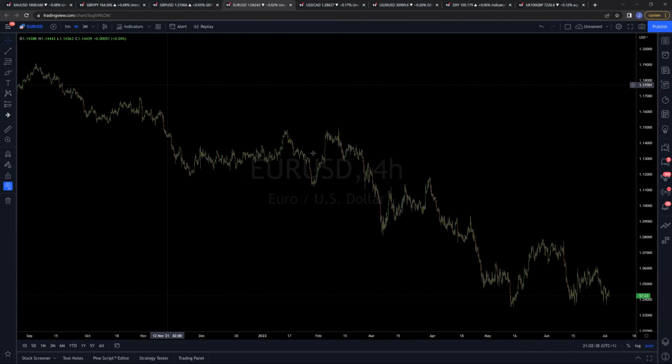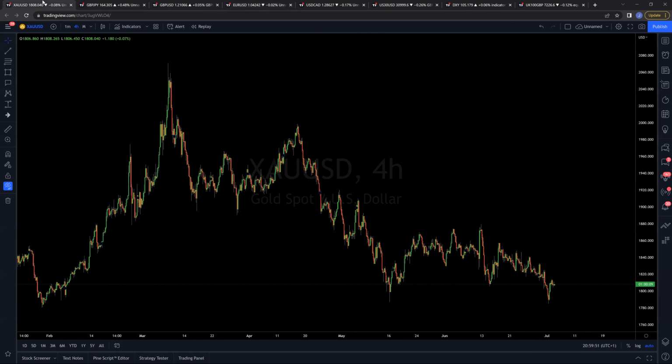But other than that, in terms of economic events, not too much else to focus on the docket.